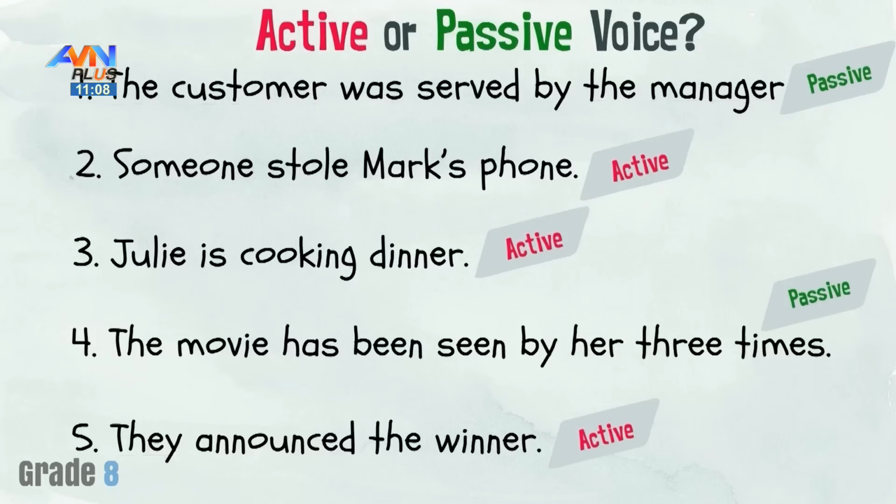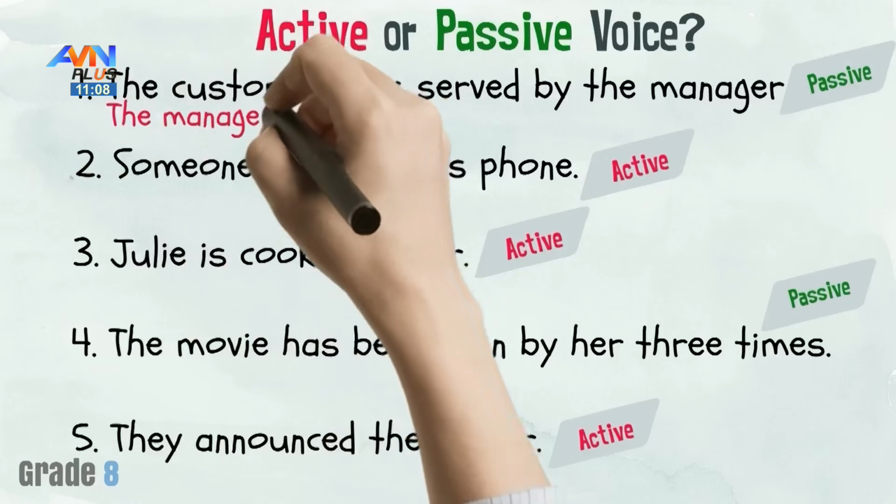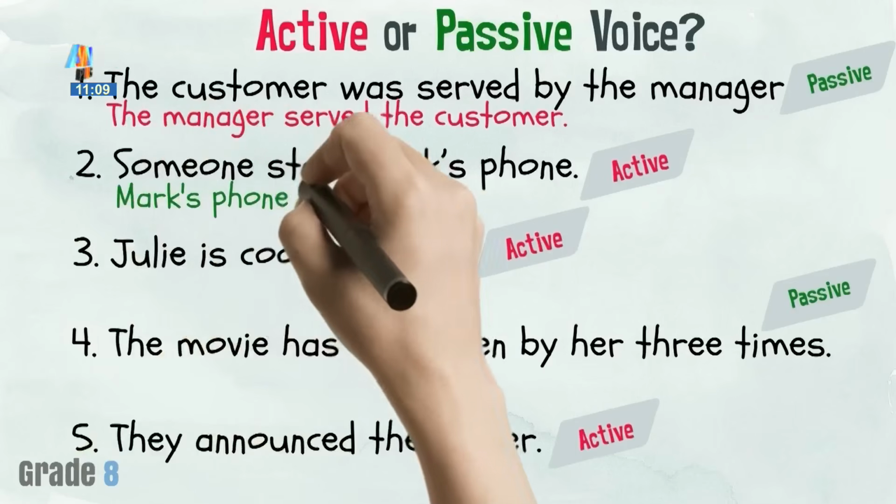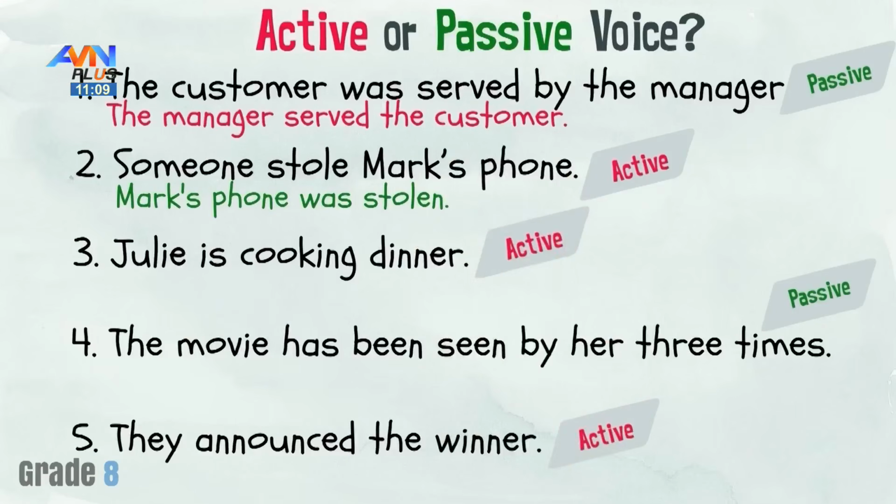Now rewrite each sentence, changing those in active voice to passive voice and vice versa. Pause while you work. The first: the manager served the customer. The second: Mark's phone was stolen. Because the agent is unknown, it's best to leave out the "by someone," but you could include it.